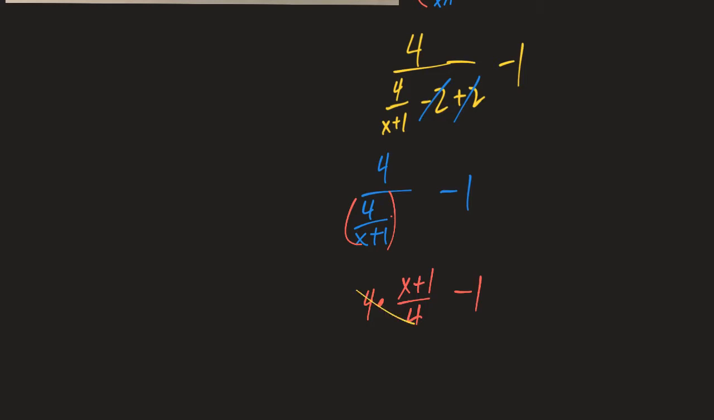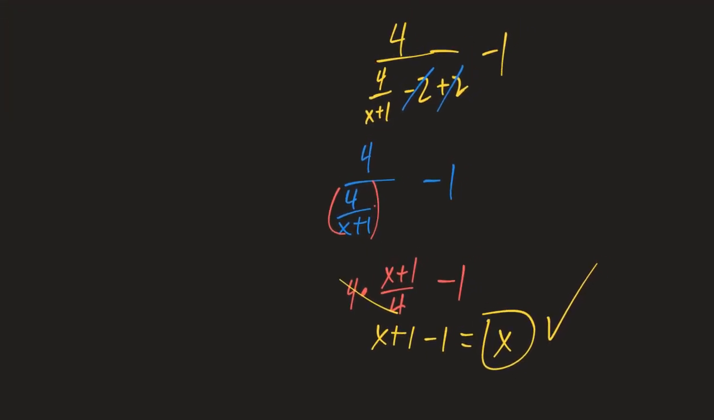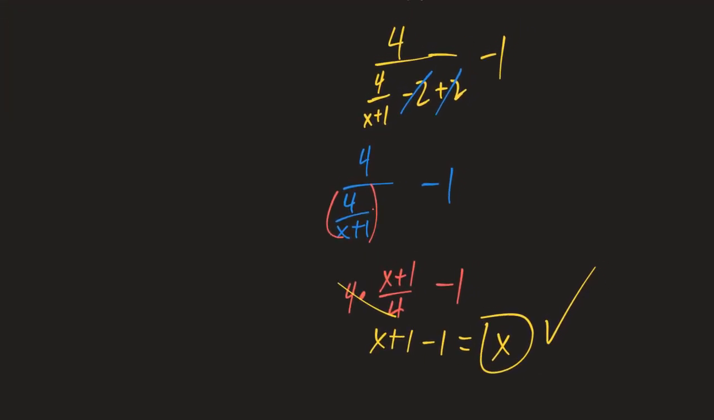My 4's will cancel out. X plus 1 minus 1 is going to give me x. Okay, and so that's proving it for f of g of x, and we could repeat this whole process again for g of f of x, and we should end up in the same place.